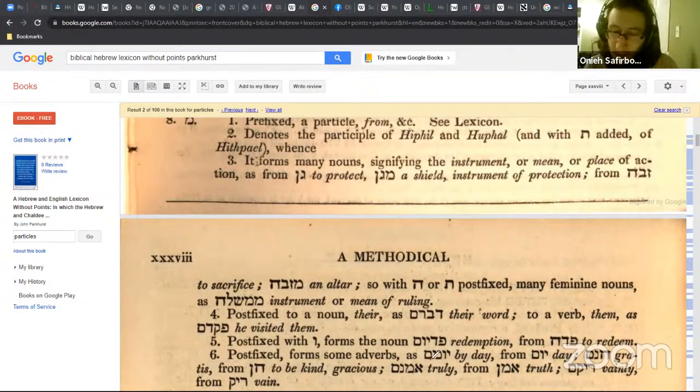And like I said earlier, these different words: yomam, yomim means daily. Hanim means gracious, from grace. Aminam means truly, comes from truth. So yeah.